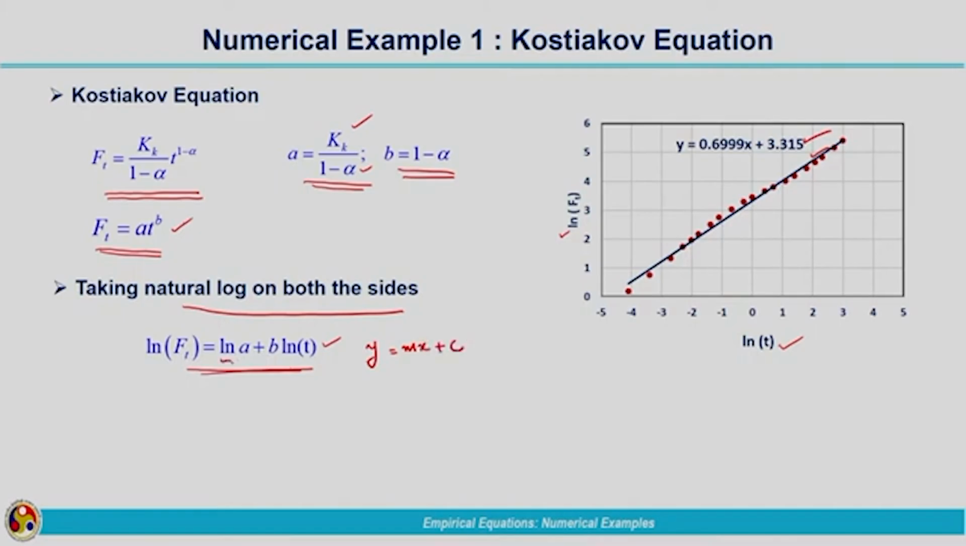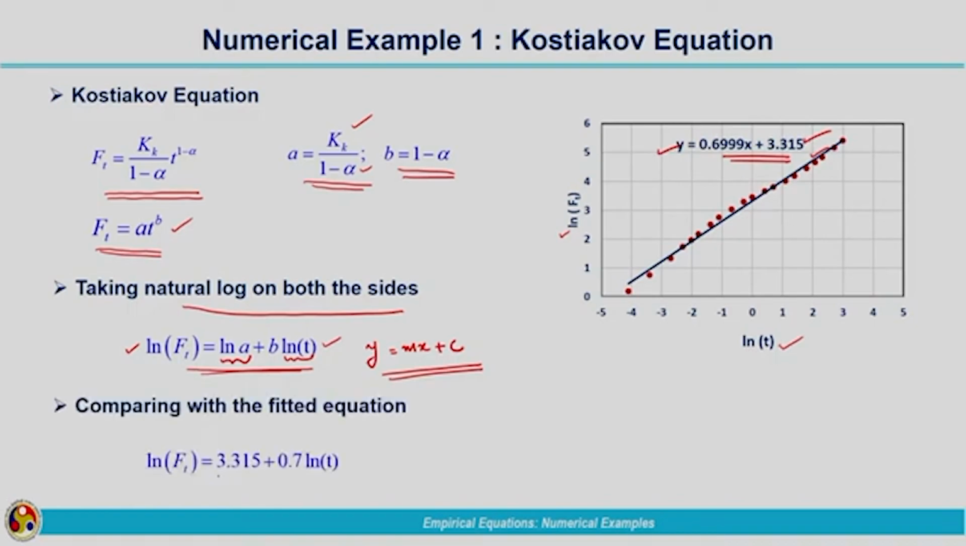C is given by ln a and our variable is ln t over here. So, mx is given by b ln t. So, the expression corresponding to the straight line is given over here. We will compare this equation and this equation to get the Kostyakov equation parameters.